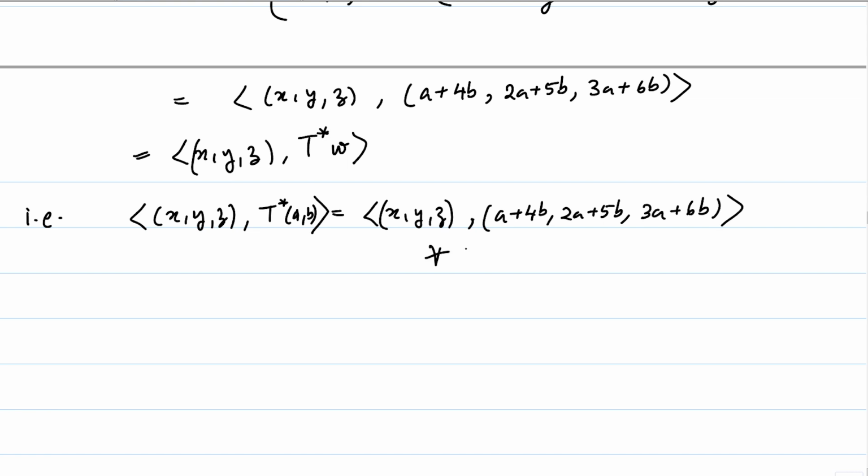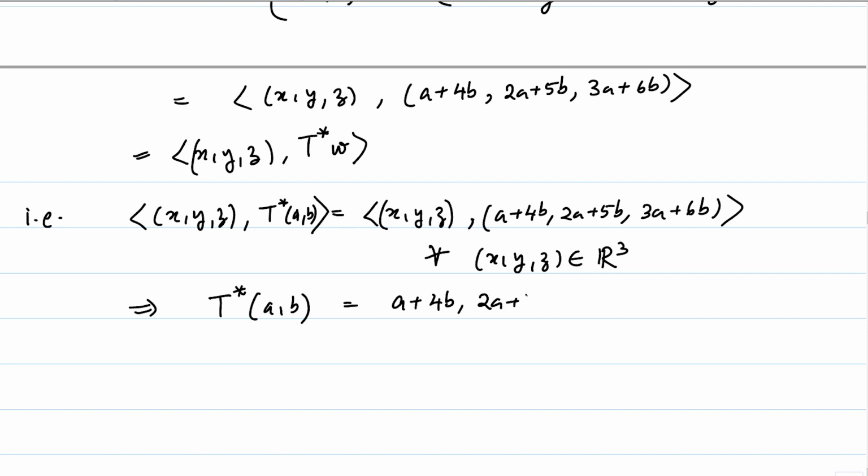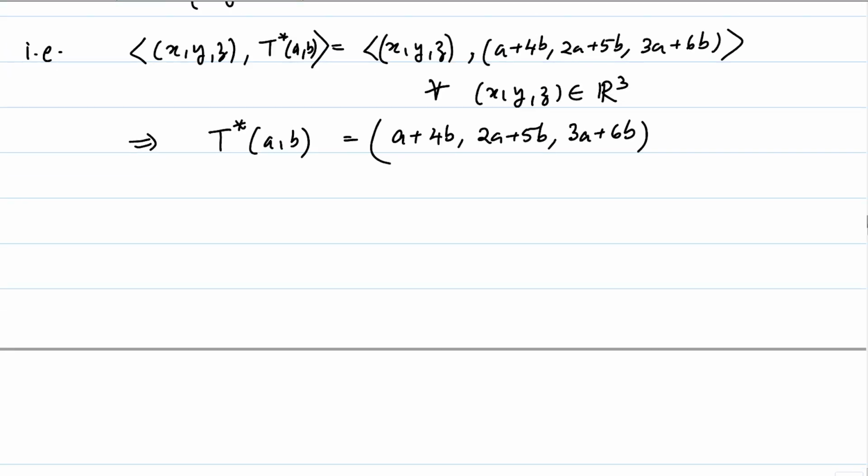And this is true for all (x, y, z) in R3. And this implies, by the uniqueness, the proposition which proved uniqueness in the previous video, that T star of (a, b) is equal to (a plus 4b, 2a plus 5b, 3a plus 6b). Okay, that's good because if you notice, T star from R2 to R3 is a linear transformation.